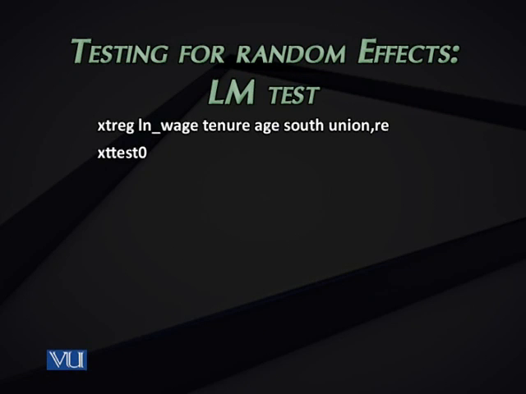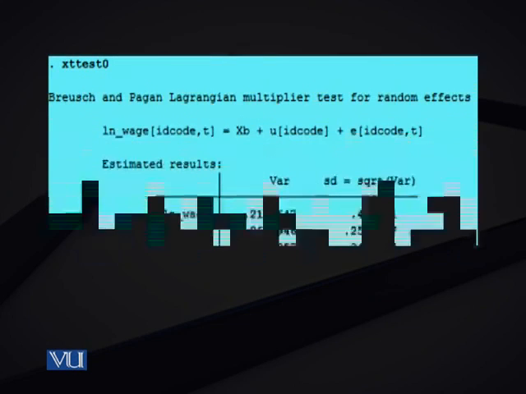After the comma, we give a random effect, RE. Then we have the statement xttest0, because we have other tests as well, xttest1, 2, 3. They are user-defined modules that you can download and install. So xttest0 tests between random effect or OLS. The results are in front of you.